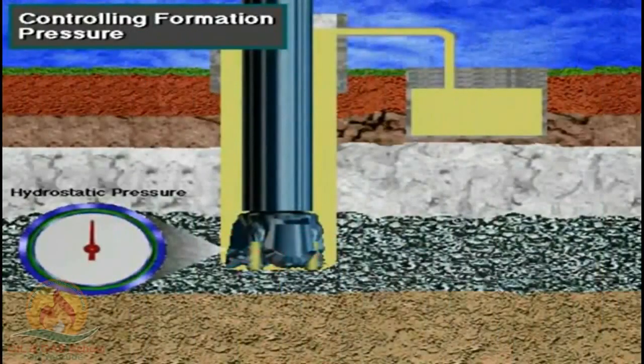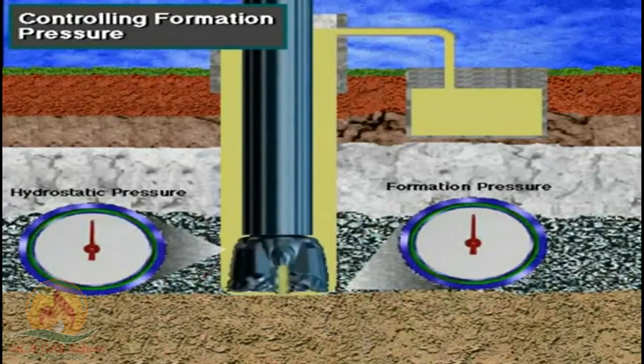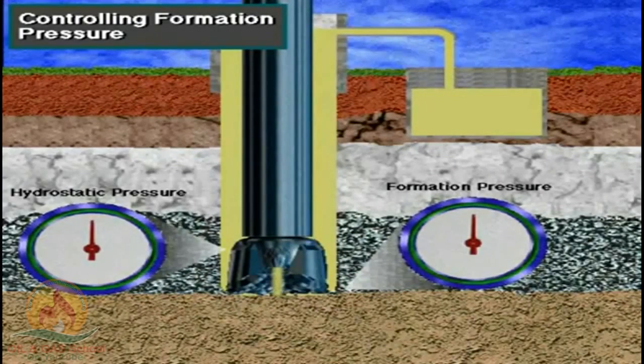The column of mud in the well creates pressure downhole, called hydrostatic pressure. The hydrostatic pressure of the mud column offsets formation pressure. Mud is the first line of defense in well control. As long as the hole is full of mud that is the right weight, the well cannot kick and perhaps blow out.